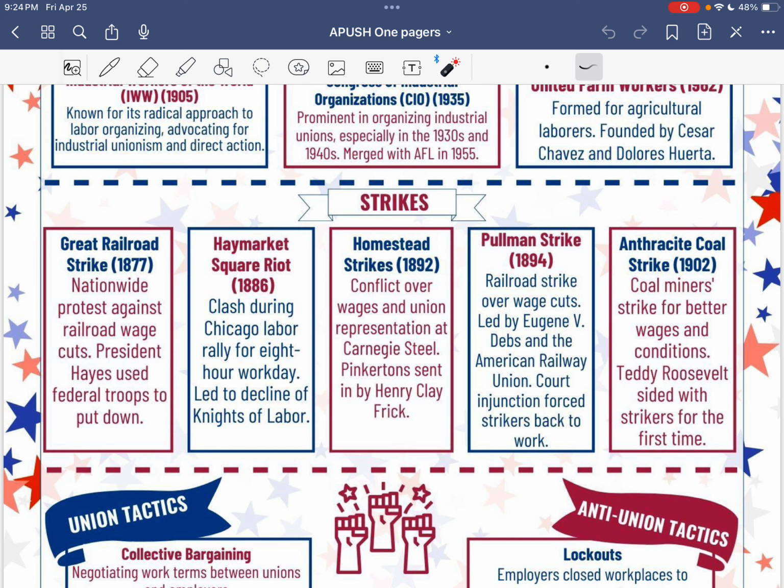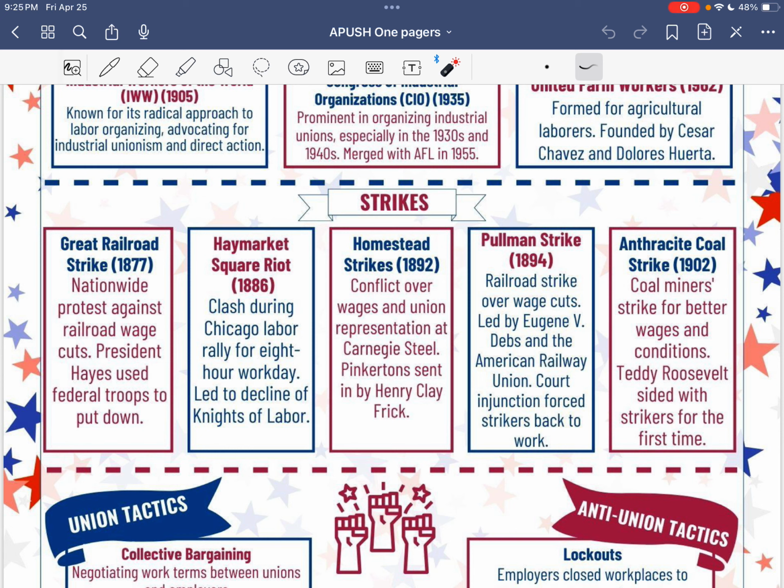The anthracite coal strike in 1902 under President Teddy Roosevelt. This is time period 7. A bunch of coal miners, I'm talking over 100,000 in Pennsylvania, go on strike because of the working conditions and the long hours in the mines. That's just eating away at them.